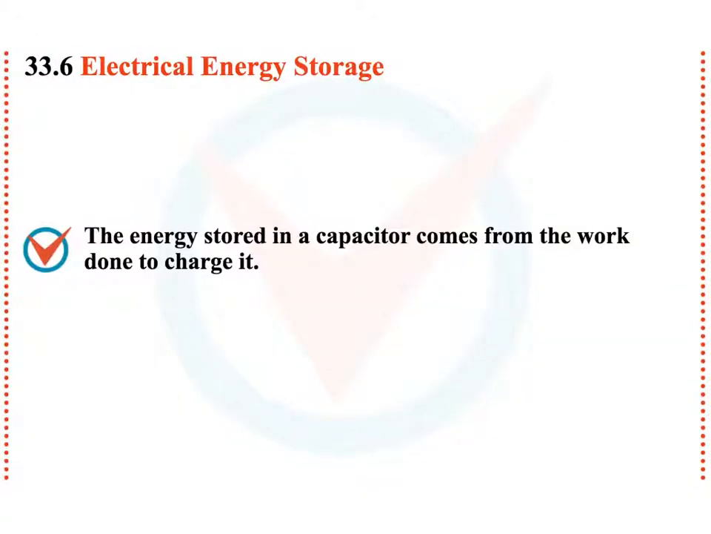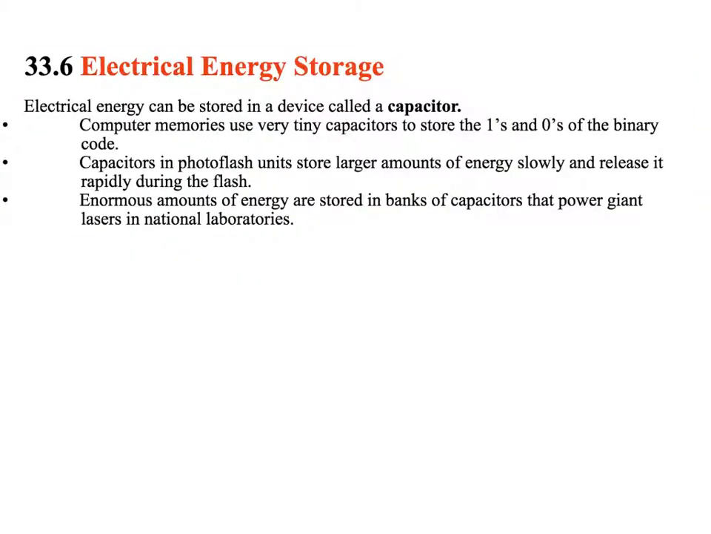The energy stored in a capacitor comes from the work done to charge it. Electrical energy can be stored in a device called a capacitor. Computer memories use very tiny capacitors to store the ones and zeros of the binary code. Capacitors in photo flash units store large amounts of energy slowly and release it rapidly during the flash. Enormous amounts of energy are stored in banks of capacitors that power giant lasers in national laboratories.